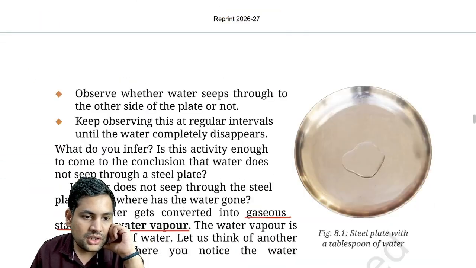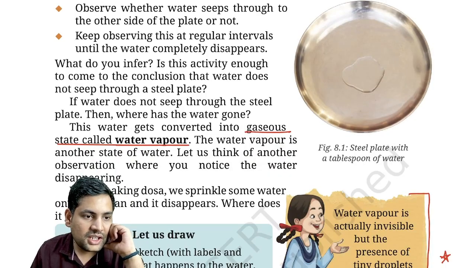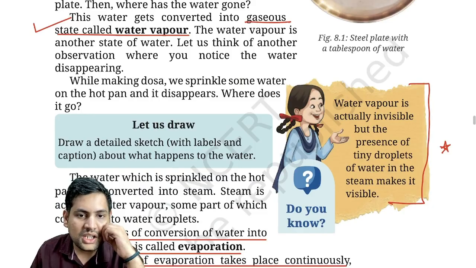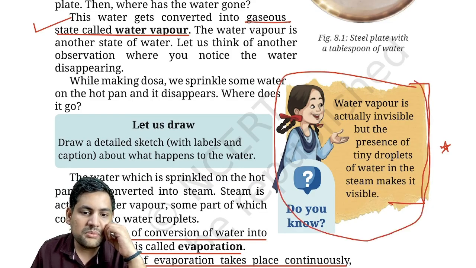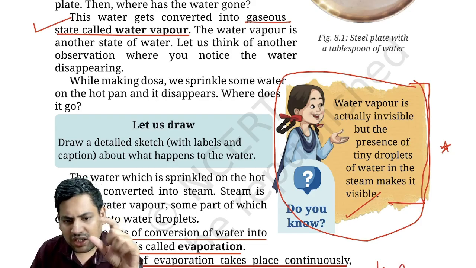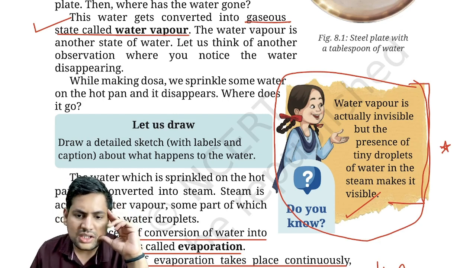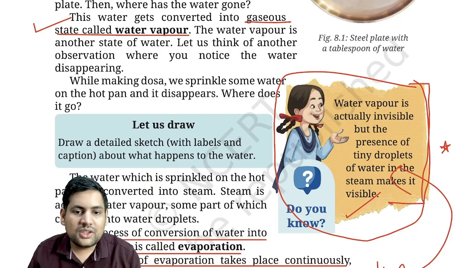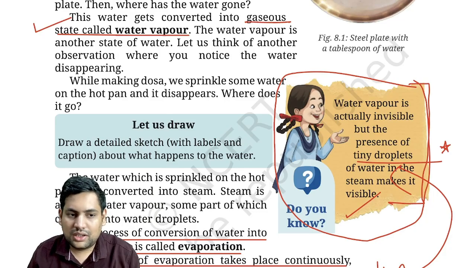Then it talks about the gaseous state of water, which is called water vapor, this you know. Water vapor is actually invisible, but the presence of tiny droplets of water in the steam makes it visible. H2O is not a gas which is visible. It is an invisible gas, like most other gases. But what you see as steam coming out is actually tiny droplets of water that are present.